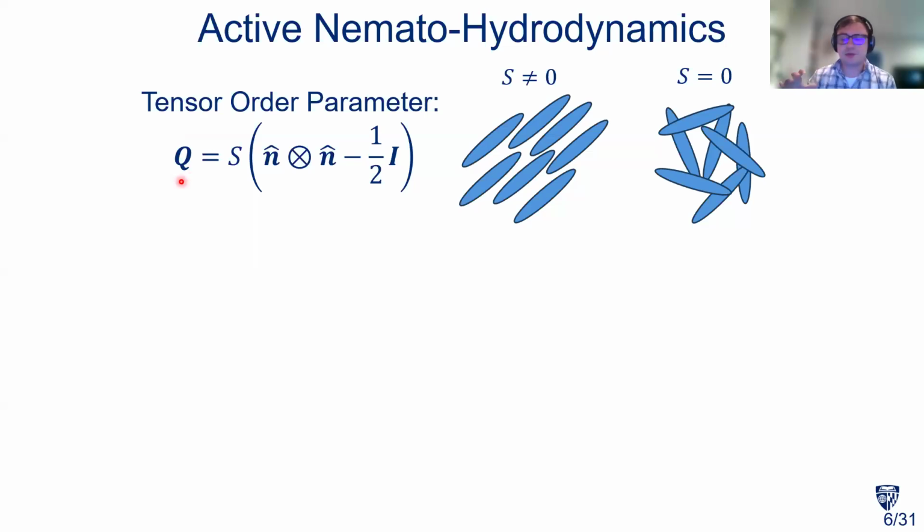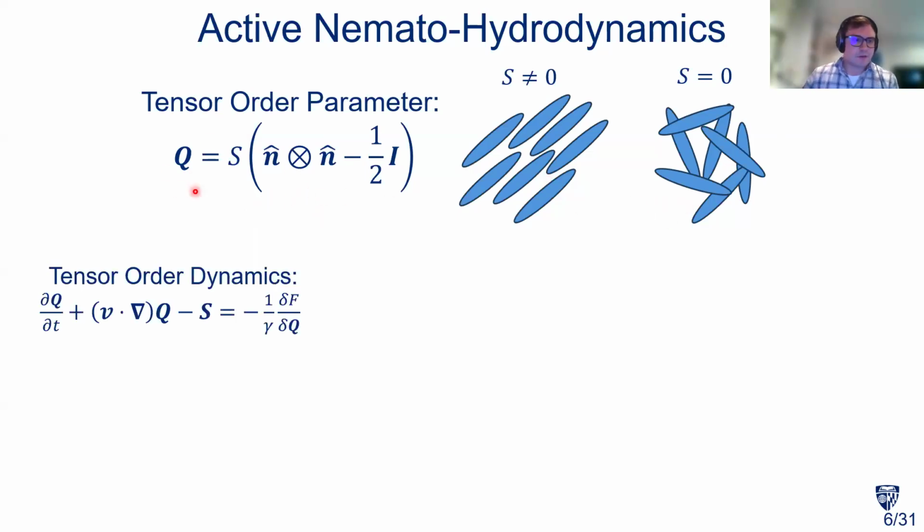Okay, so we have to keep track of two different fields at the continuum level. The first is the tensor order parameter for the nematic, which has the apolar symmetry baked in and has a magnitude which is non-zero when the system is locally aligned and zero when the system is locally disordered. And to keep track of the dynamics of this, we have to solve a somewhat ugly equation here.